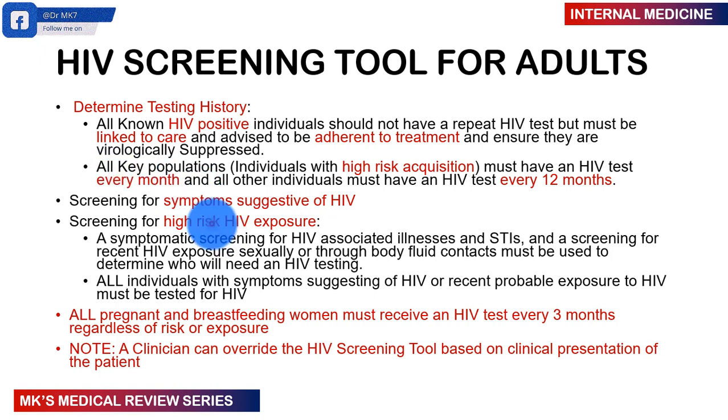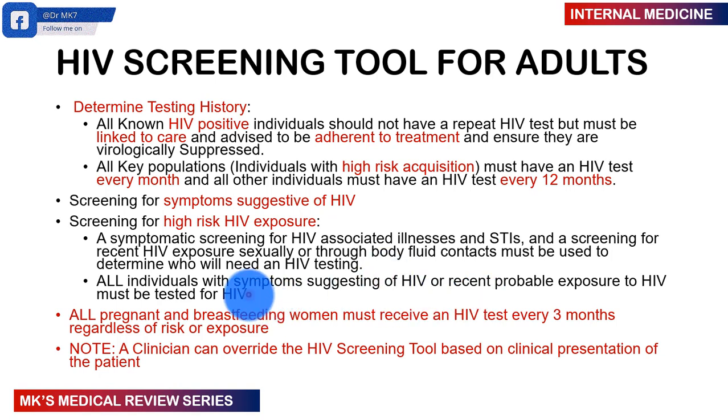So it could be things like a symptomatic screening for HIV-associated illnesses, sexually transmitted infections. It could even be screening for HIV exposure, sexually or through different means like blood or fluid contact, or even all individuals with symptoms that are suggestive of HIV, or they have recently participated in an activity that may have exposed them to getting HIV.